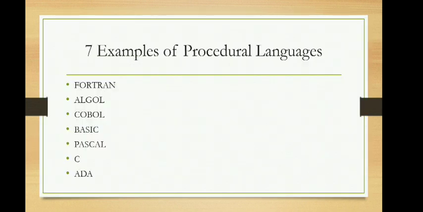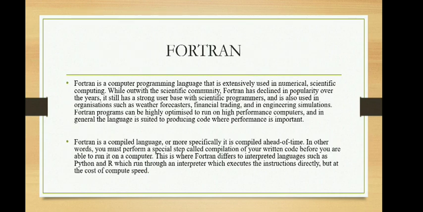There are 7 examples of procedural language. First is Fortran, Algol, COBOL, BASIC, Pascal, C, and Ada. Fortran is a computer programming language that is extensively used in numerical scientific computing. While popular within the scientific community, Fortran has declined in popularity over the years.